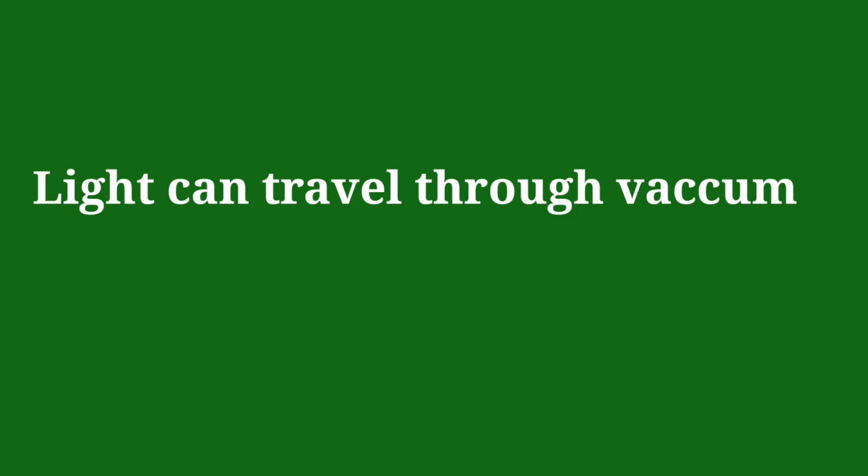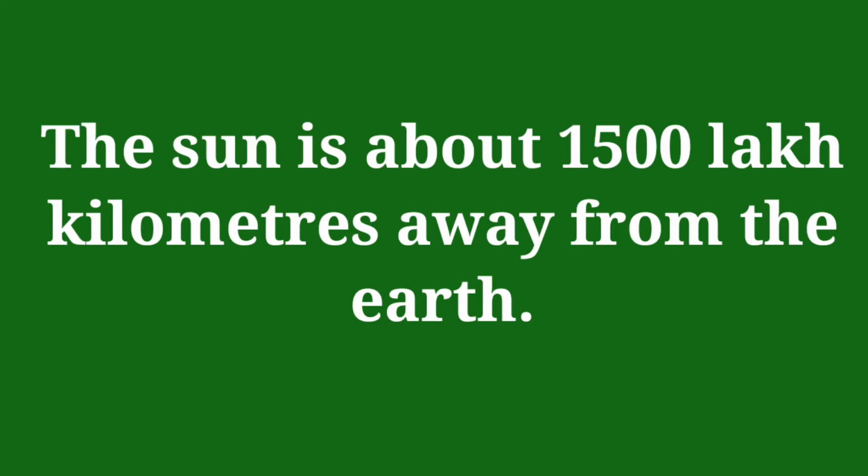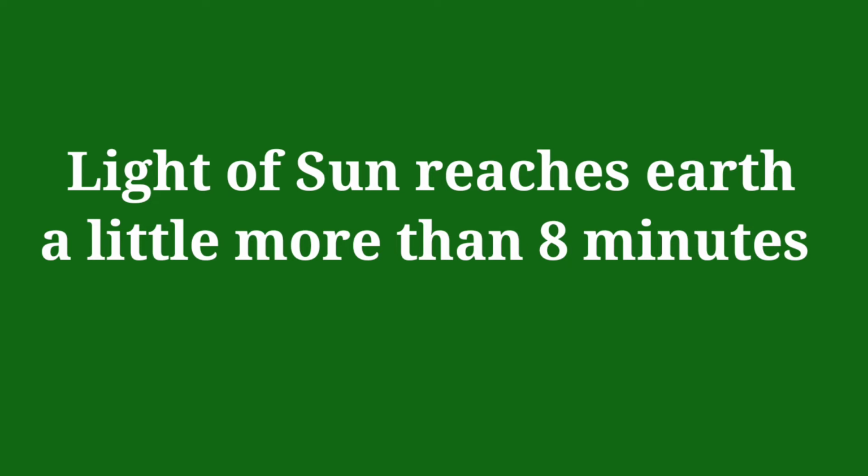Light can travel through vacuum. Light travels with a speed of about 3 lakh kilometers per second in vacuum or in air. The sun is about 1500 lakh kilometers away from the earth. Light of the sun reaches the earth in a little more than 8 minutes. That means just to cover the distance of 1500 lakh kilometers, it takes about 8 minutes.